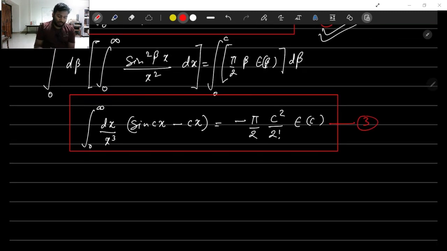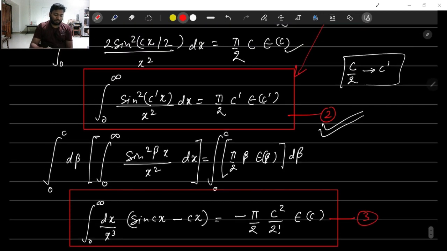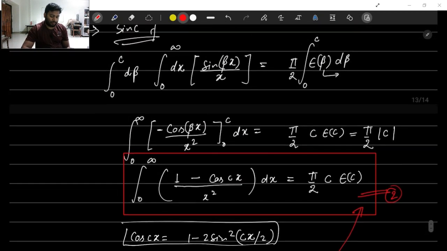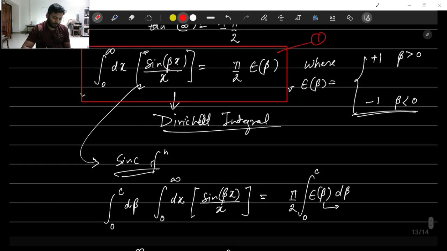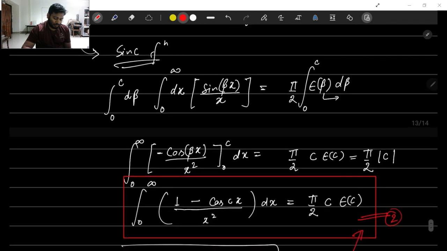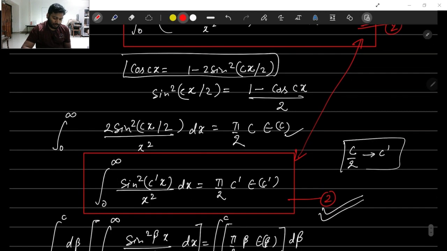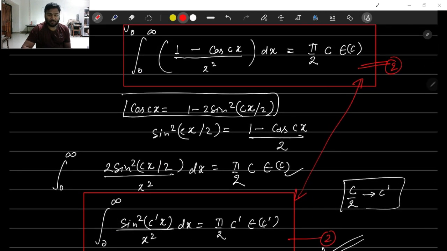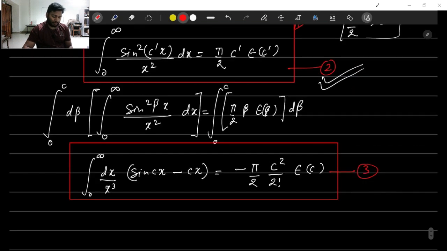Thus you see here that we have three Dirichlet integrals. The first one is this, which has the integrand of the sinc function. This is the second form of Dirichlet integral. These two integrals are the same. They have different representations because one is in the form of cos, another is in terms of sine square. This is the third Dirichlet integral.